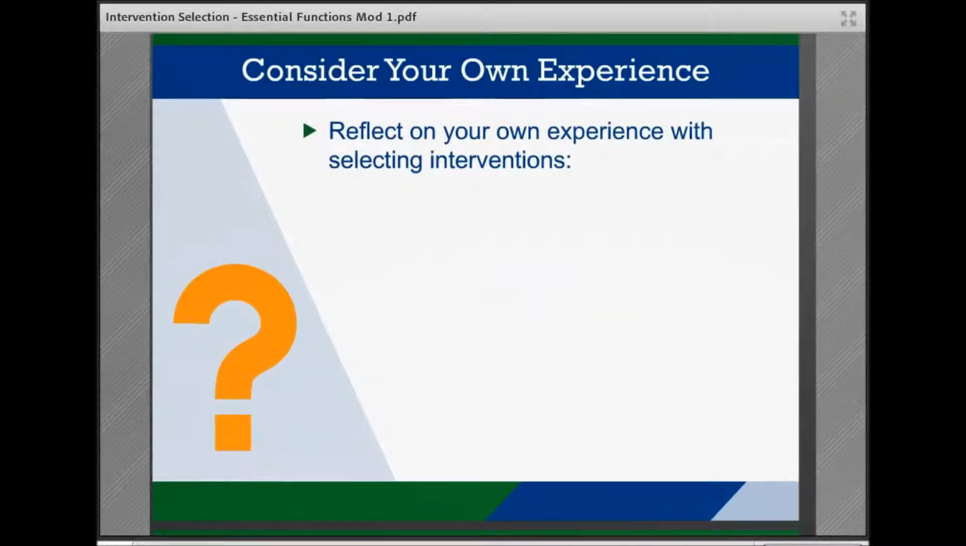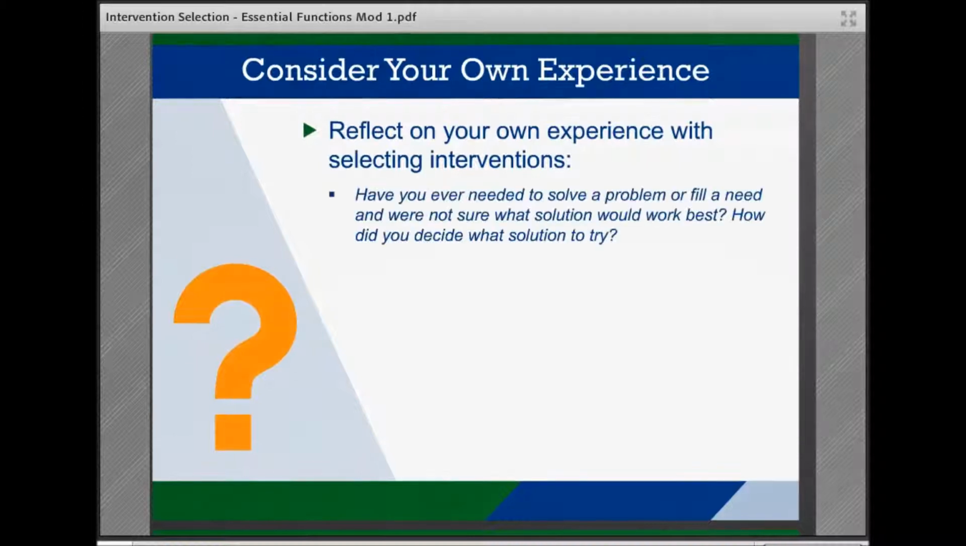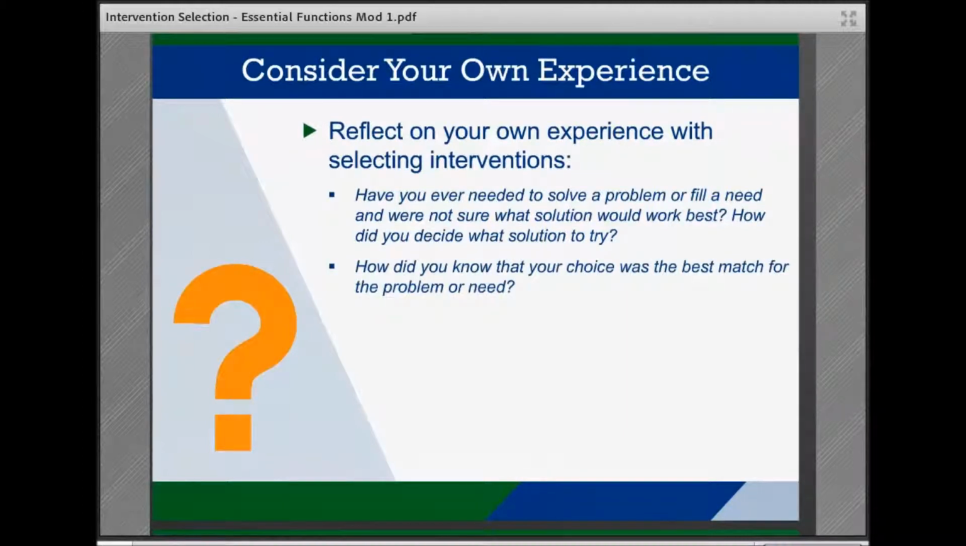Before we begin, we'd like you to take a few minutes to consider your own experience identifying and selecting an intervention to address a problem or need. Have you ever needed to solve a problem or fill a need and were not sure what solution would work best? How did you decide? How did you know that your choice was the best match for the problem or need?